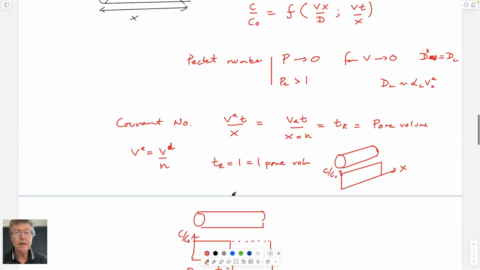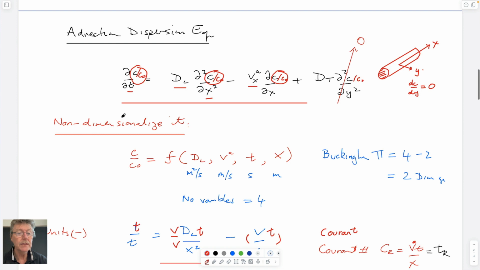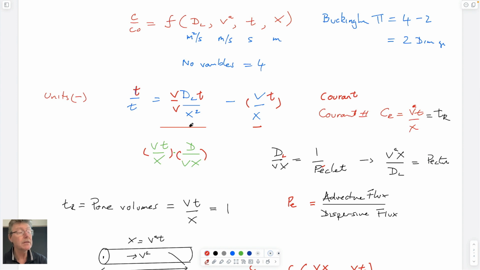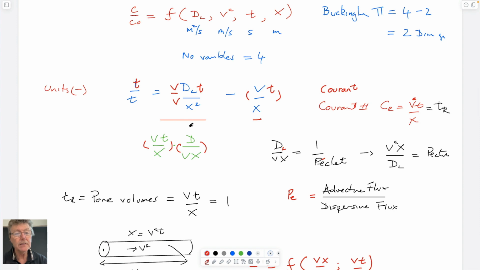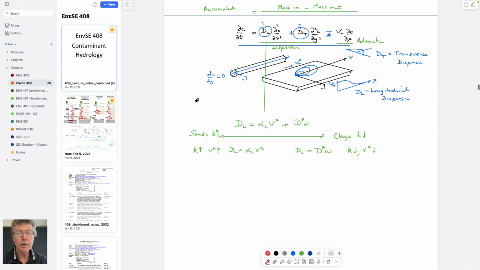So that's about as simple as I can make it. I don't know whether it's been simple, but the point is we can solve this equation. We're not going to solve it; we're going to use some solutions. Those solutions will use these two variables because it's the minimum number of variables that characterizes it properly. We'll use those to say exactly what we think the plume will look like as we go downstream.